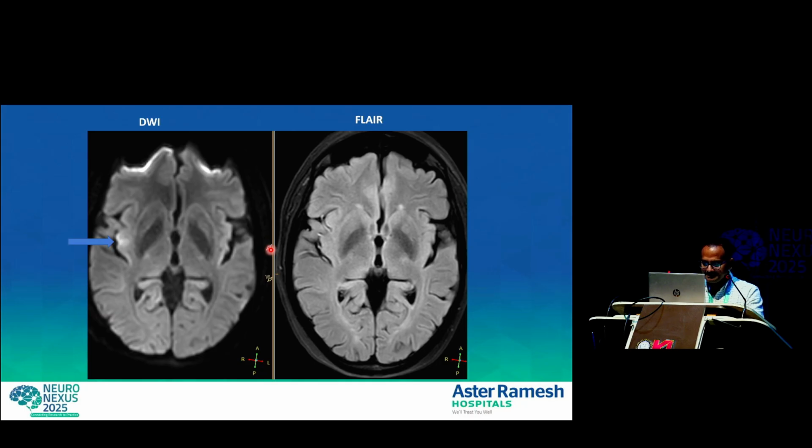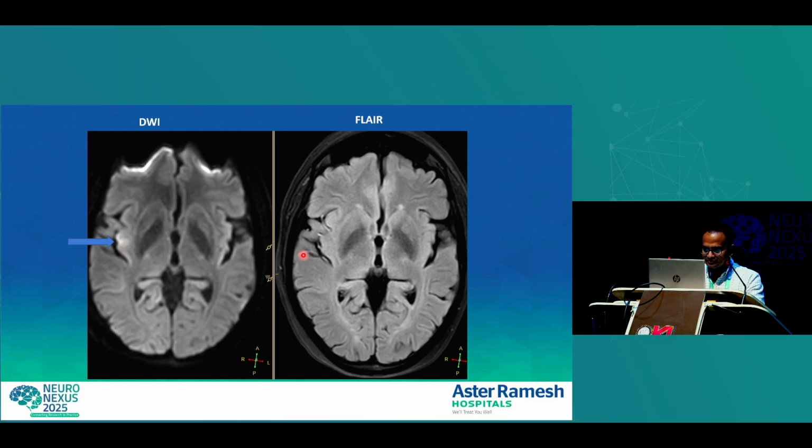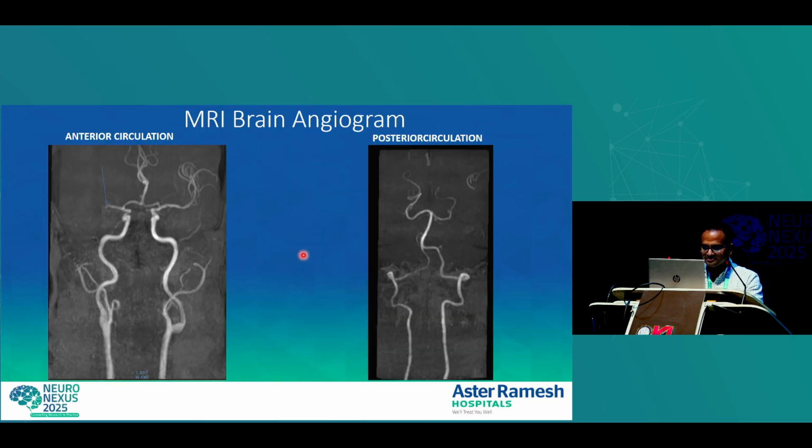There was no hyperintensity in the FLAIR at the same region corresponding to the DWI restriction area. So there is a definite DWI-FLAIR mismatch, but thrombolysis was not possible because the INR was very high. Here we can see the non-visualization of the M1 segment in the time of flight sequence.